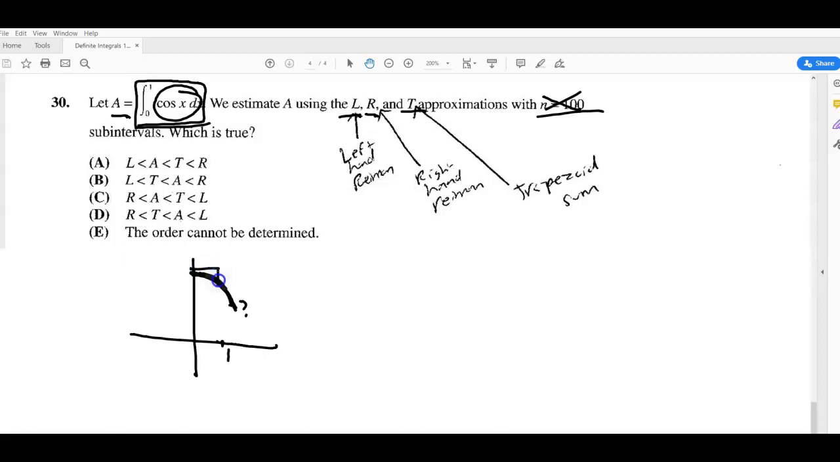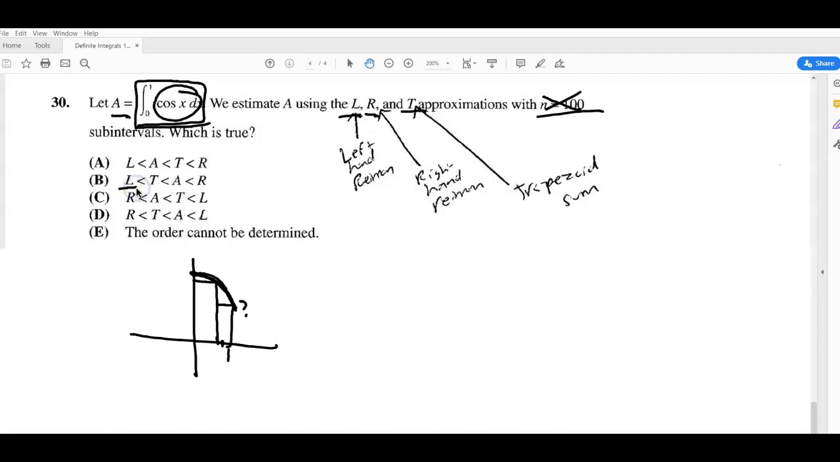What's the left-handed sum? Well, left-handed sum is going to be an overestimate, right? Even if you wanted to break this up into 100 pieces, you're still going to have pieces hanging over the edge. So the left-handed sum is an overestimate. The right-handed sum is an underestimate, right? So if we wanted to go backwards and do a right-handed sum, it would look like this. Kind of drew that funky, but there it is. So right-handed sum is small, left-handed sum is big.